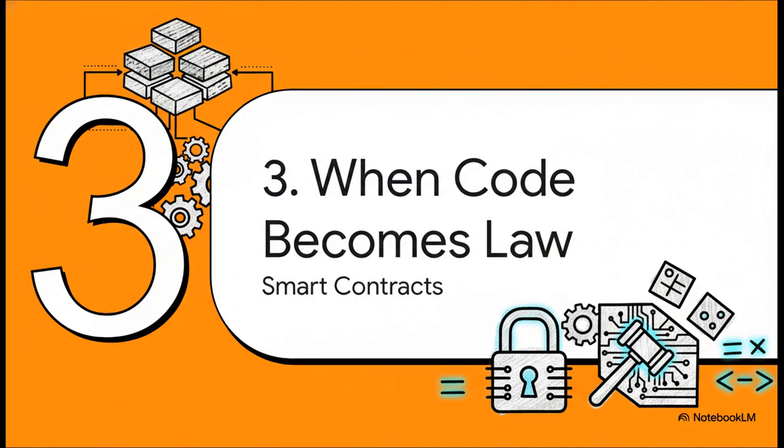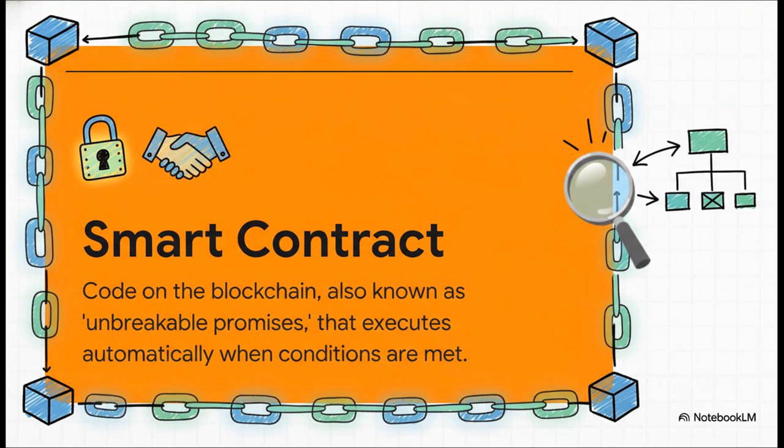And that brings us to the next layer in our stack: smart contracts. And our source material gives us just a fantastic way to think about these. They are unbreakable promises. A smart contract is really just an agreement, but instead of being written on paper, it's written in computer code. It lives on the blockchain, and it automatically carries out its terms when the right conditions are met. No middleman, no lawyers, nobody needed.